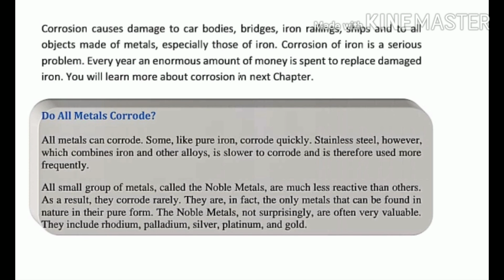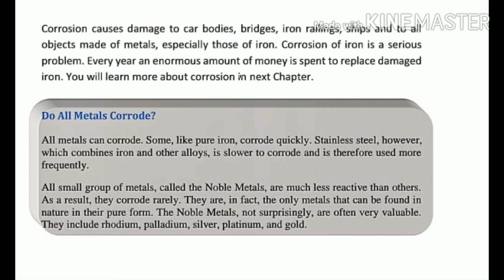Corrosion causes damage to car bodies, bridges, iron railings, sieves, and all objects that are made of metals, especially those of iron. Corrosion of iron is a very serious problem in our day-to-day life. Every year an enormous amount of money is spent to replace the damaged iron. You will learn more about corrosion in the next chapter.